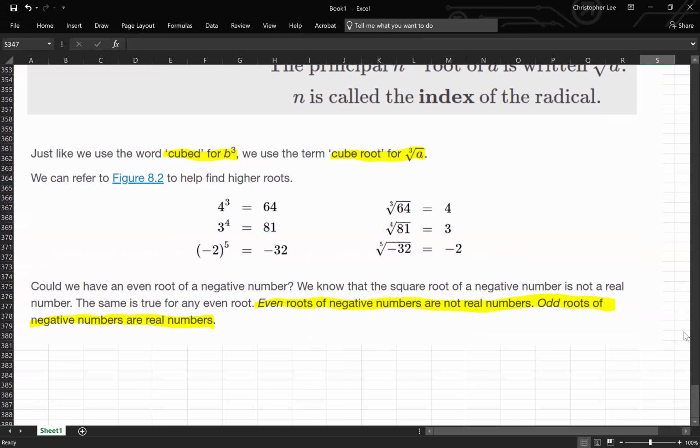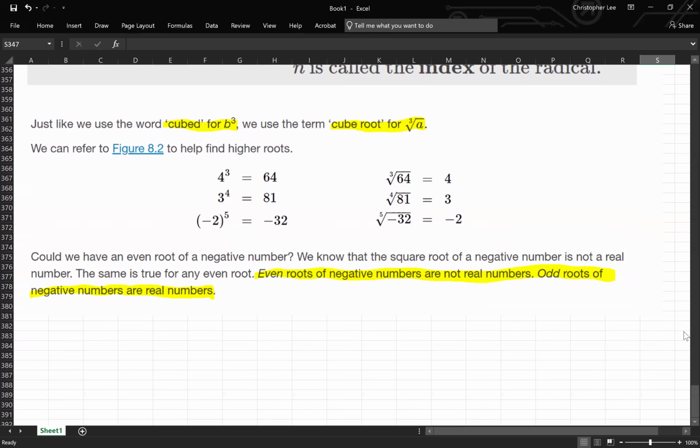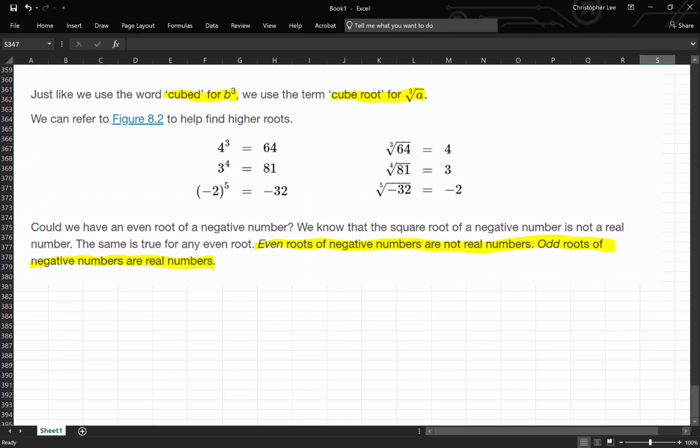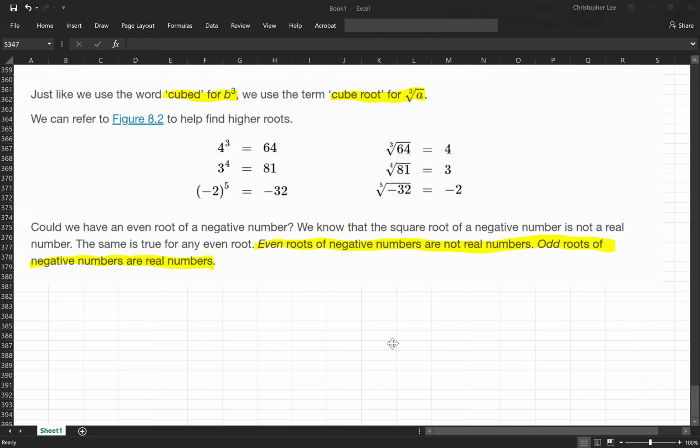So basically, what they're trying to say is, if your root is an even root, 2, 4, 6, 8, right? You cannot take an even root of a negative radicand. That's all it's saying. And if you see that in the future, the answer is not a real number. Okay.